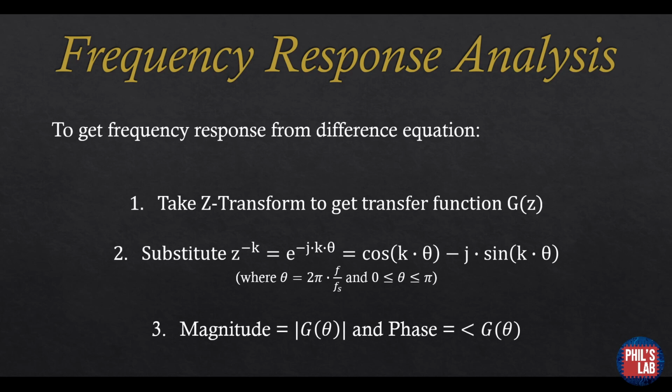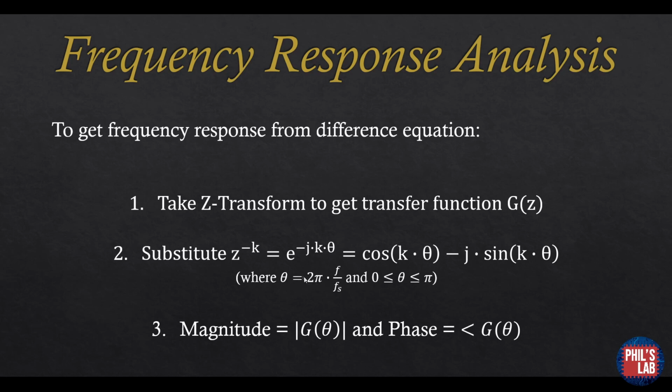As usual, we take the Z transform to get the transfer function, which we'll call G of z. Now, anytime we see z, or z to the -1, or z to the +1, and z to the whatever, we will substitute in place of z, e to the minus jk theta, and k, of course, depends on if it's minus or plus and so on. We can actually use Euler's identity. E to the minus jk theta is equal to cosine of k theta minus j sine k theta. That becomes useful later when we have to determine magnitude and phase responses.